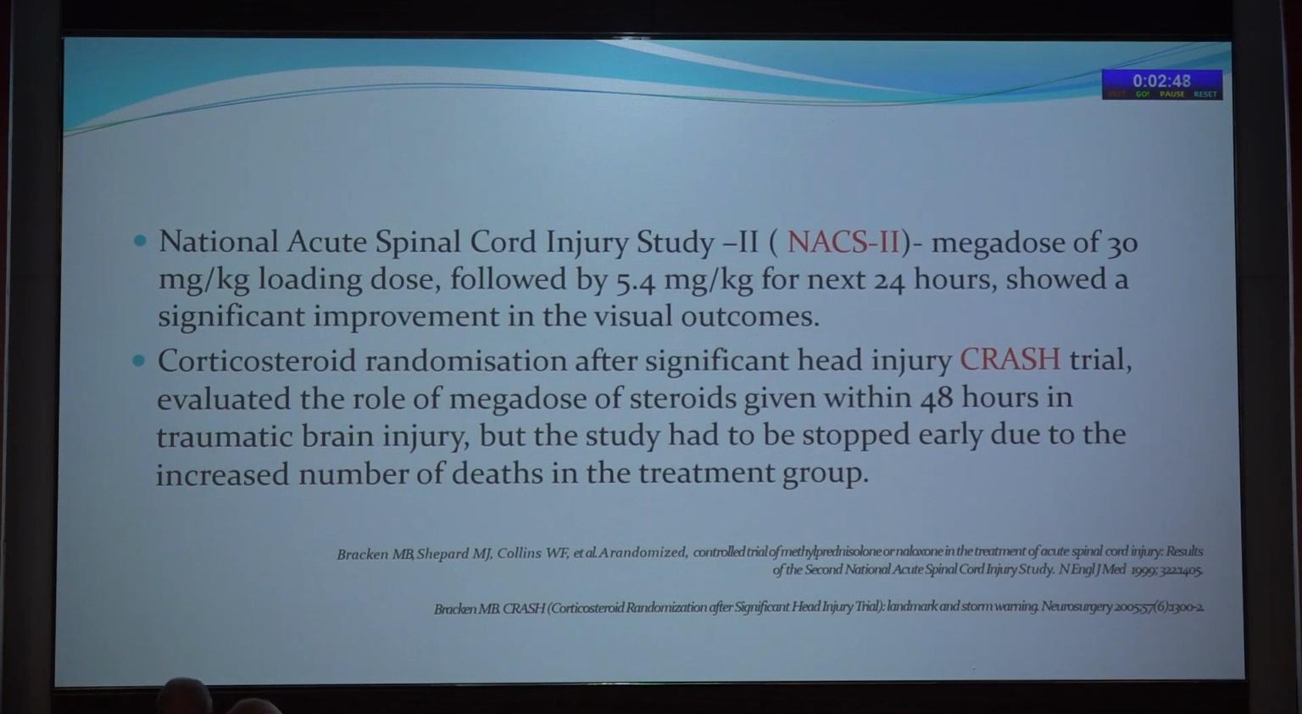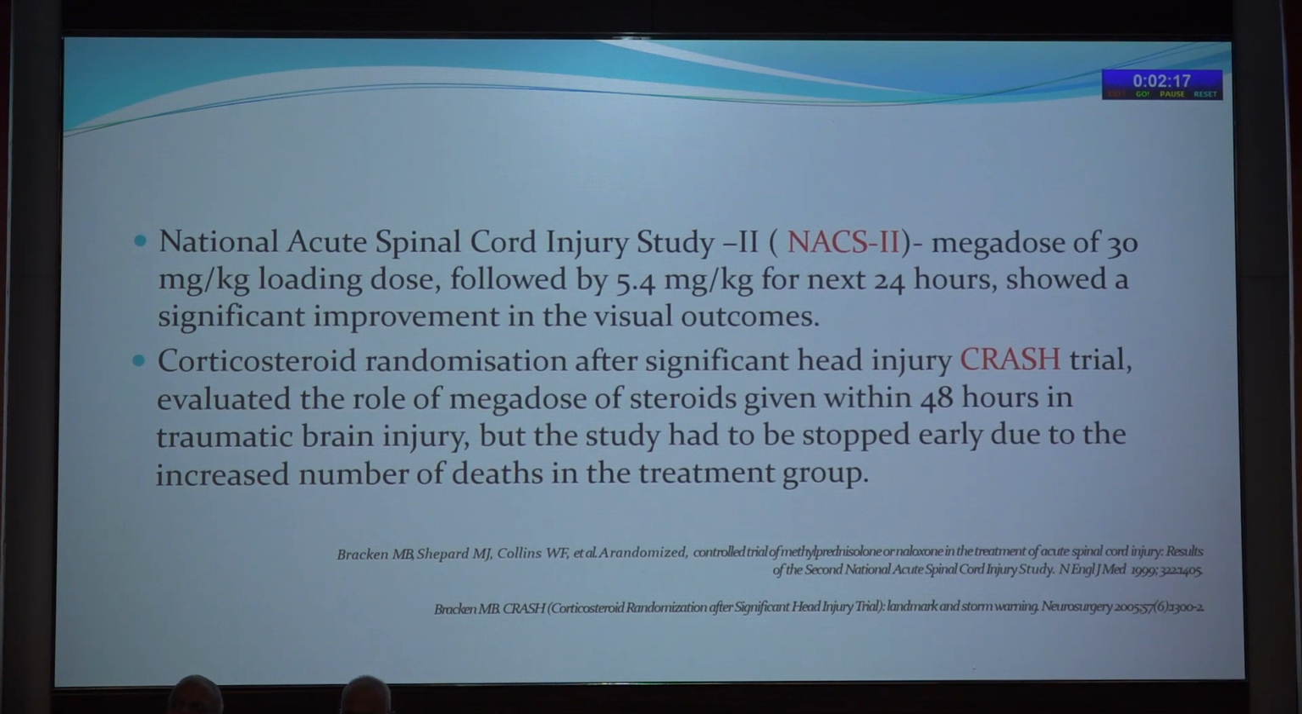So these are two studies which have been done and have shown the role of steroids. As I said, the National Acute Spinal Cord Injury study has shown us that probably steroids, if given in very, very high doses, as high as a mega dose of 30 milligram per kg as a loading dose, followed by around 6 milligram per kg for the next 24 hours, in a very early period, in a short window of say around 6 hours or so, may help in salvaging the vision, may help in salvaging the optic nerve.